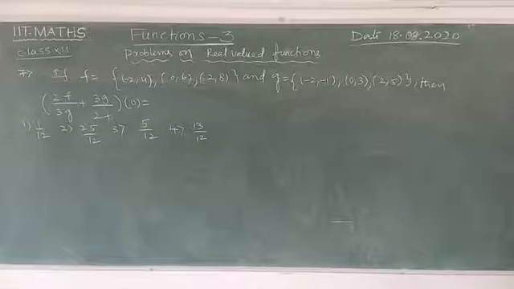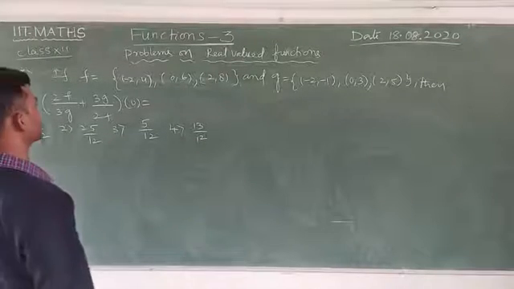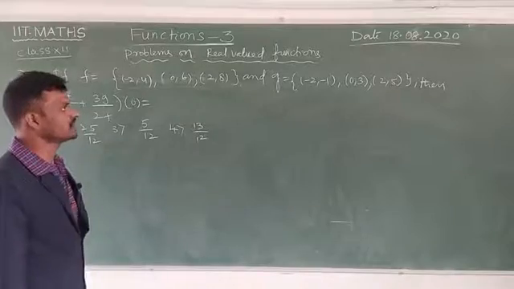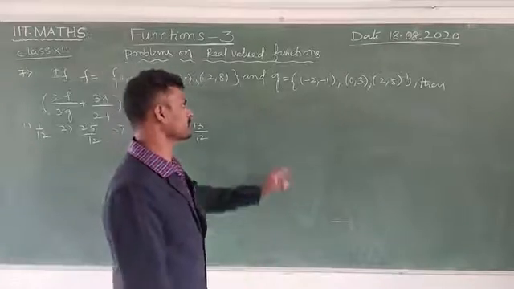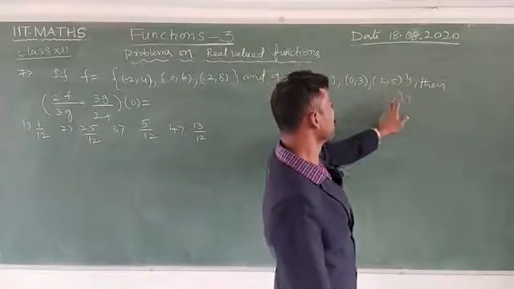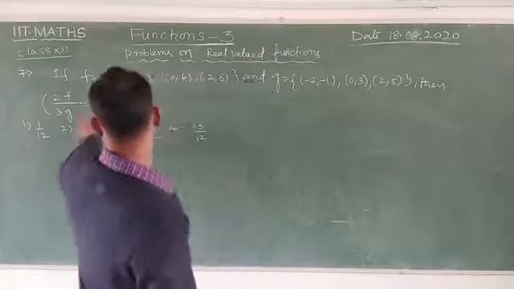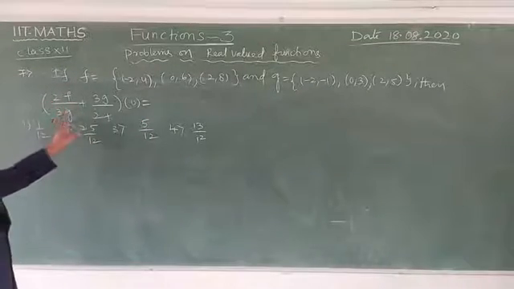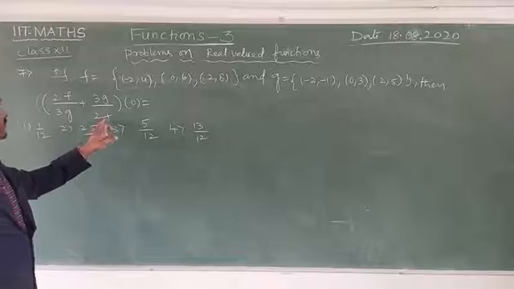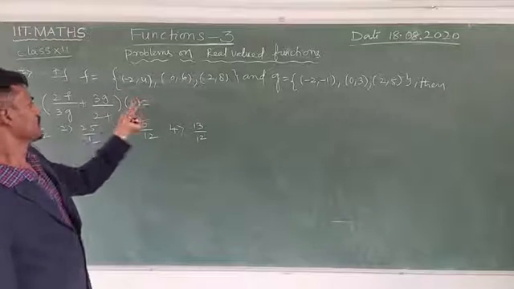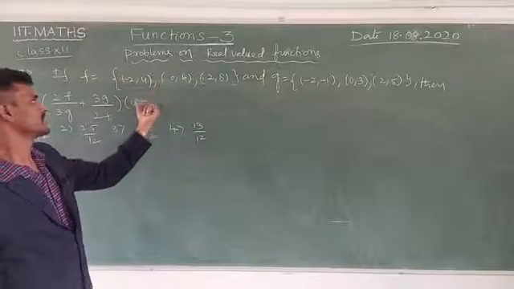Next problem, seventh one. If f is equal to the set of ordered pairs (-2, 4), (0, 6), (2, 8), and g is equal to the set of ordered pairs (-2, -1), (0, 3), (2, 5), then find 2f upon 3g plus 3g upon 2f of 0. Here you can take in the domain one element, that is also 0.